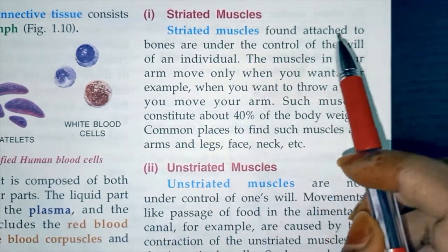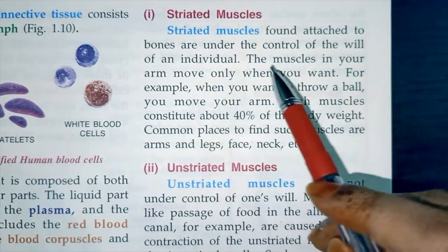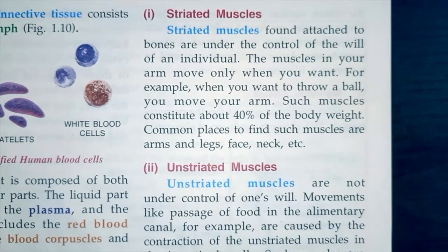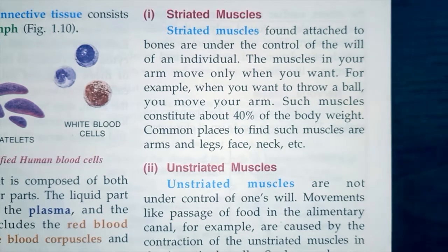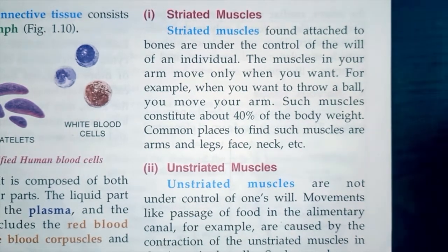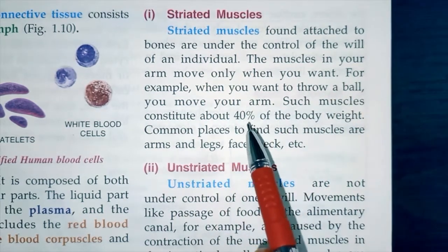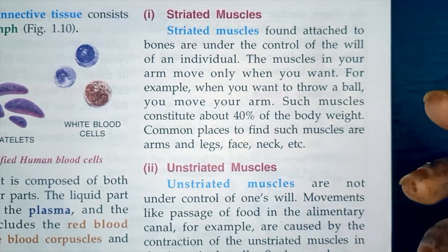Striated muscles found attached to bones are under the control of the will of an individual. The muscles in your arm move only when you want. If we want, we can raise our hand. If we want, we can move our hand in any direction we want. For example, when you want to throw a ball, you move your arm, in that direction. So it is in our wish.